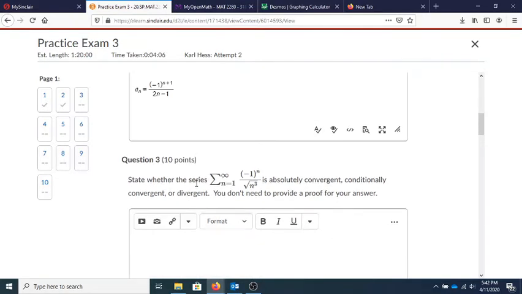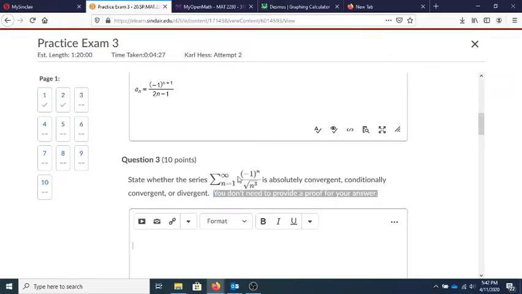Alright, question 3. State whether the series, where n goes from 1 to infinity and the nth term is negative 1 to the n over the square root of n cubed, is absolutely convergent, conditionally convergent, or divergent. You don't need to provide a proof for your answer. Alright, so we're just going to give the answer.